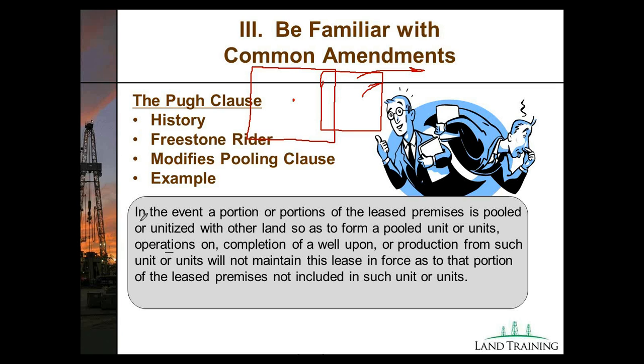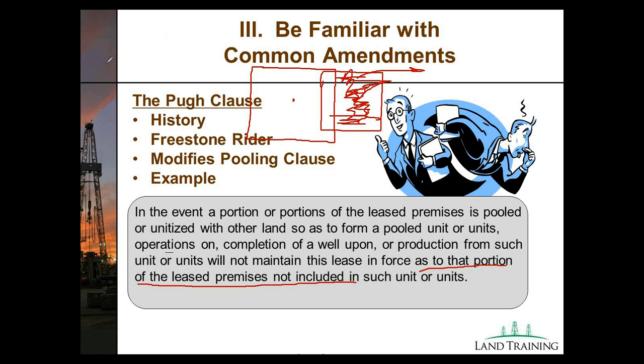And it reads, in the event a portion or portions of the leased premises is pooled or unitized with other land so as to form a pooled unit or units, operations on, completion of a well upon, or production from such unit or units will not maintain this lease in force as to that portion of the leased premises not included in such unit or units. This part. This well is not going to hold this part of the lease. So you have to release that lease of record. That gives that landowner the opportunity to lease it to someone else, get another bonus, and possibly get another royalty payment. So that is the Pugh Clause.